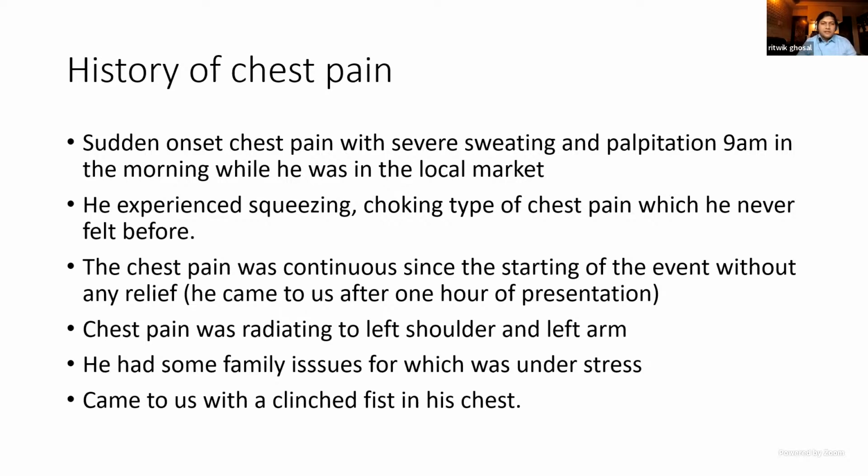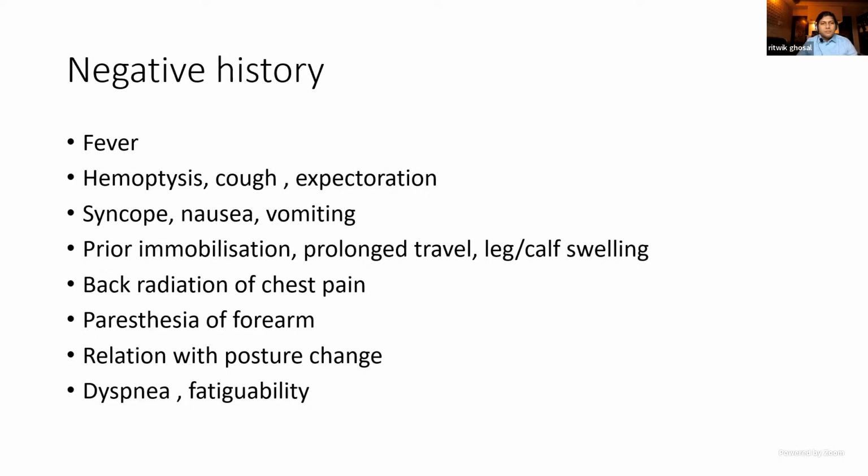So this patient presented to us with a history of acute onset severe chest pain with feeling of doom and profuse sweating with radiation to the left arm. We asked for the negative history, where this patient did not have any prior history of fever, hemoptysis, cough, or expectoration. He did not have any syncope, nausea, vomiting.